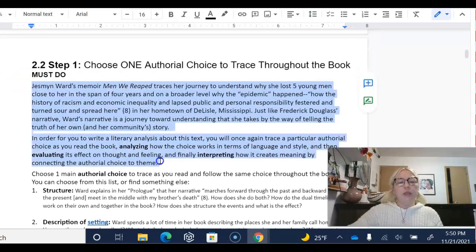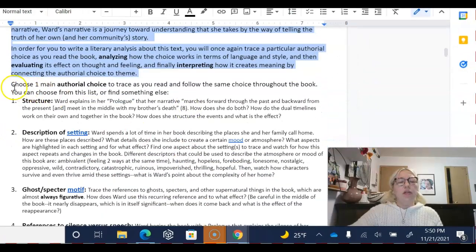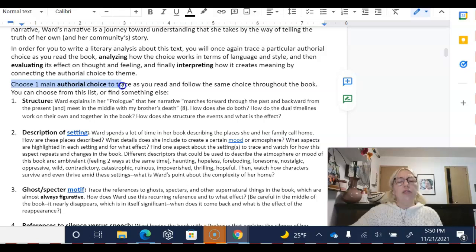I've given you sort of an explanation of it here. I think it's helpful to read through that to remind yourself why this stuff is important. I'm not going to read it to you right now. But here are the key directions. Choose one main authorial choice to trace as you read and follow that same choice throughout the book. And I think you're probably going to want to choose one from the list. I say on here you could find something else. But if you do that, make sure you bounce it by me first, okay?